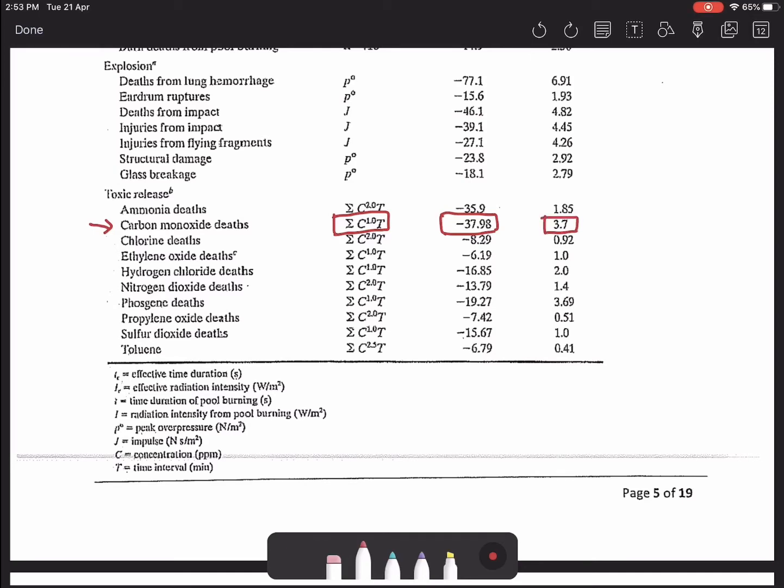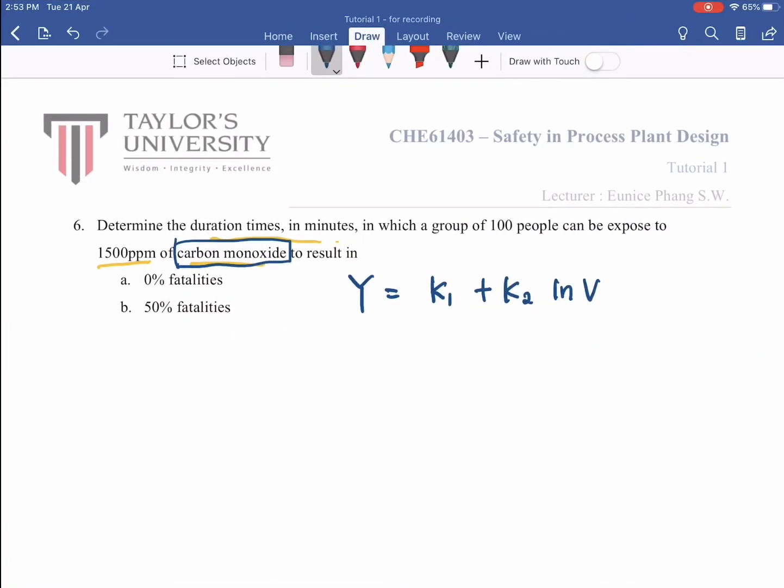So let's translate all this data back to the formula. We have Y equals negative 37.98 plus 3.7 ln CT. I don't need the summation here since we're talking about a single value. So what we want to find out here is what is T.